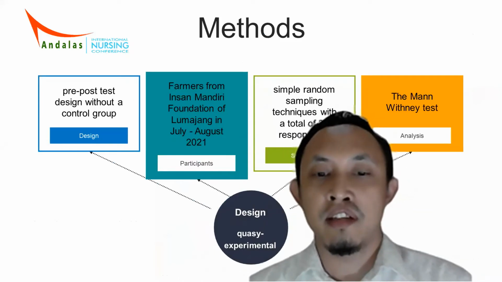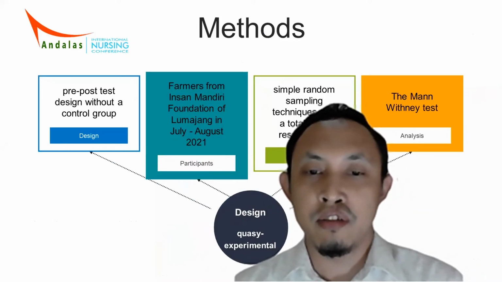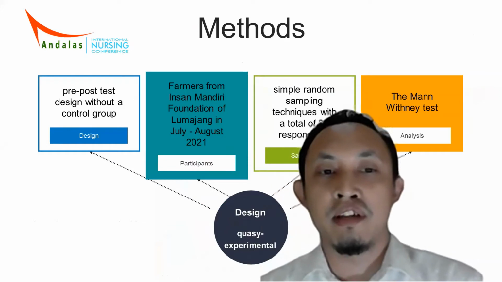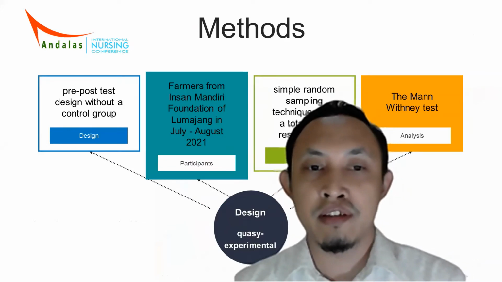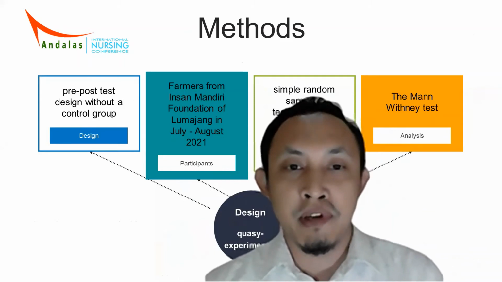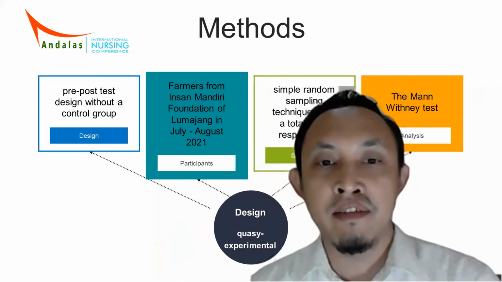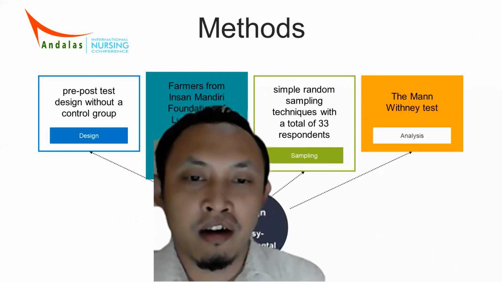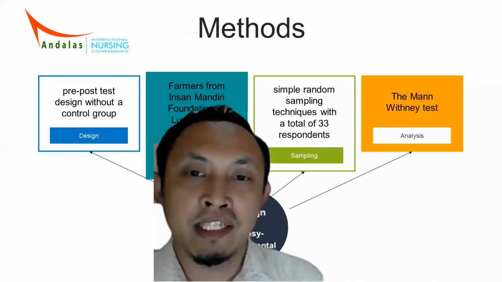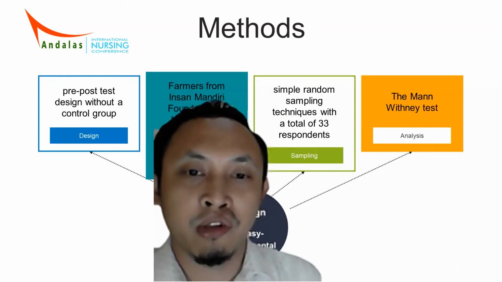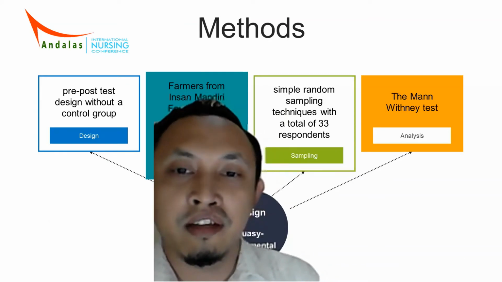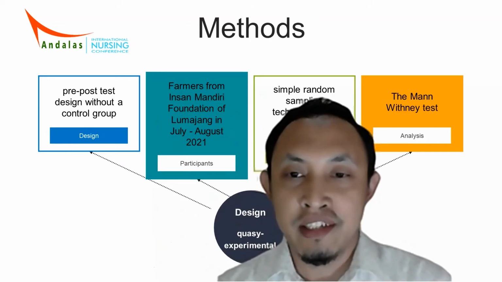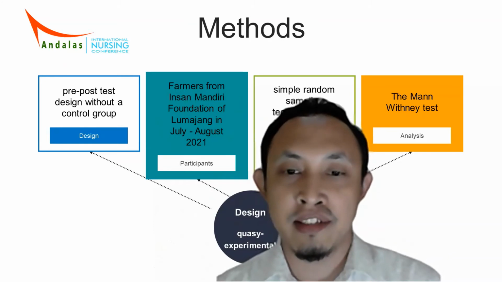The method in our research uses a quasi-experimental design with pre-post-test design without a control group. The participants are farmers from Insan Mandiri Foundation of Lumajang. In our research we use the simple random sampling technique with a total of 33 respondents. We use the Mann-Whitney test for analysis.